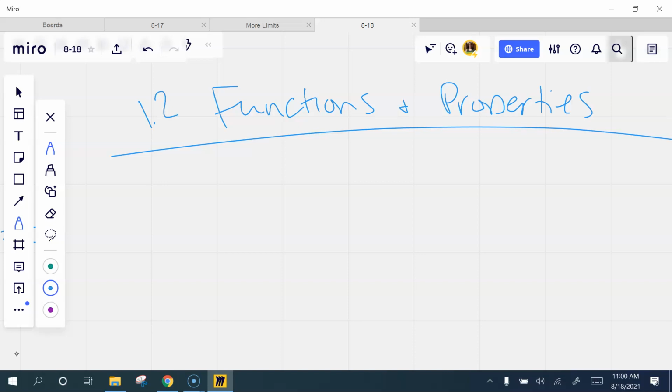You will find that this whole first chapter, as we go through pre-calculus, is a lot of what you've had in Algebra 2. We're just going a little bit deeper with it.